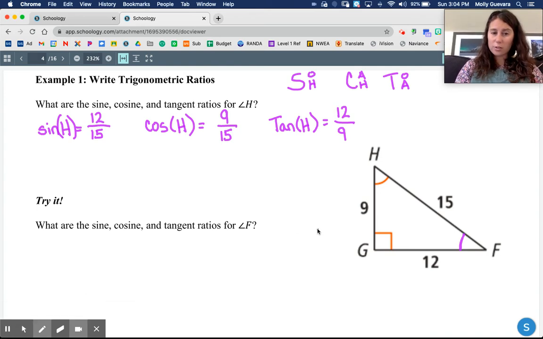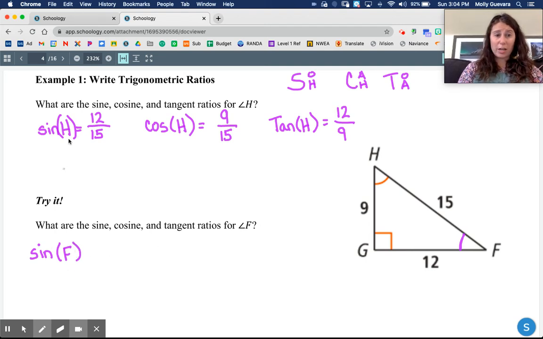Okay, so hopefully you tried this. Even if you messed up, that's okay. So we're going to start with sine of angle F, right? So in this case, I'm going off angle F, so I'm not going to have the H, I'm going to have the F. So sine is opposite over hypotenuse. So opposite of F is 9, over hypotenuse, which still doesn't change. It's still the same triangle. Hypotenuse is always across from the right angle. So that's 15.